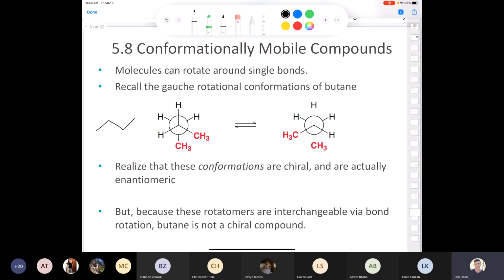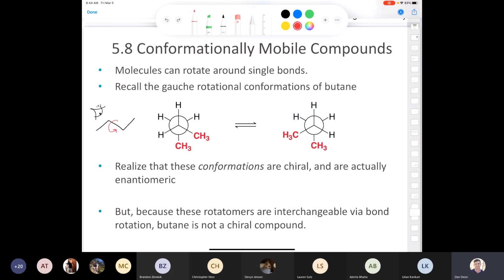And if you look down this bond, and you look at the Newman projection of butane, if you look at the two gauche conformations of butane, these two here, which you know are in equilibrium with each other. Remember the lecture where I taught you Newman projections and I was holding up the models and spinning them around in front of the camera? So you know that there's free rotation around this sigma bond. So you know that these are in equilibrium with each other.